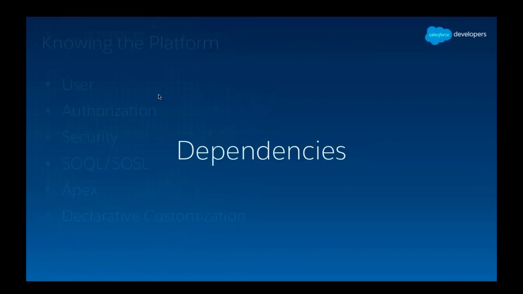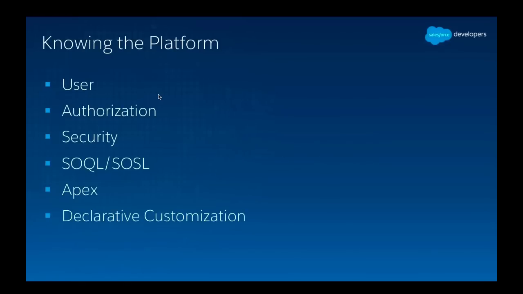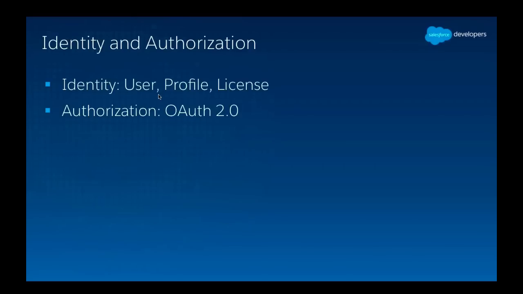So what are some dependencies on integration? And I think these are really important things to talk about. There's some things you really must know about the platform at a very minimum level in order to really be effective. So things like your user, authorization, security, SOQL and SOSL, and then how do things change on the platform? So things like Apex and declarative customization. And I'm going to give a very high-level overview of all of these. I am giving this basically as a laundry list of things for you to do research on as you start to build your integration. Okay?